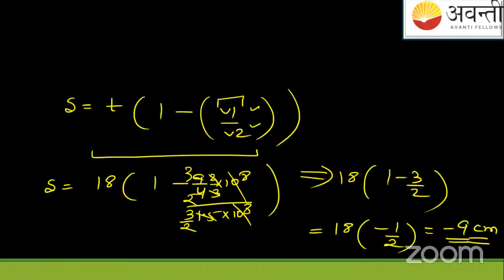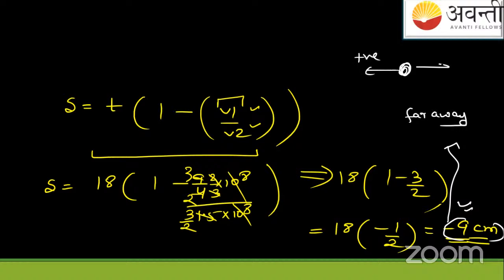So this is our answer, by the way. Perfect. 9 centimeters in magnitude. Minus means far away. If it were positive, then if the object is here, this will be the positive direction and this will be the negative direction. It's the far away direction; it's the near direction as observed by our eyes.